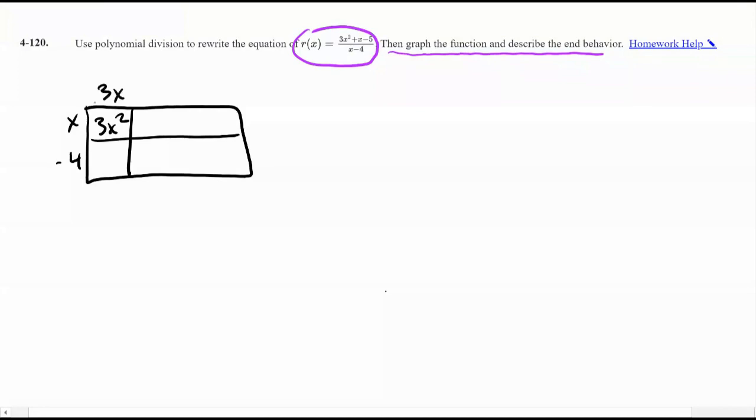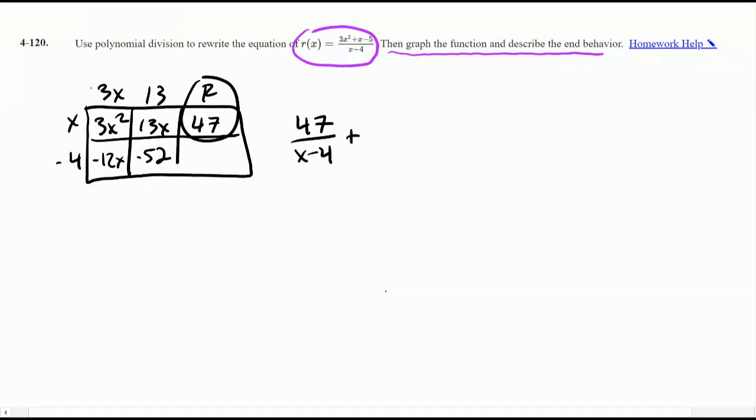So 3x, negative 12x, this needs to be 13x here, which then makes this negative 52, and that makes that positive 47. This is ugly. Okay, so my remainder is 47, so the way I'll write this is 47 over x minus 4, and then what's left here is 3x plus 13.